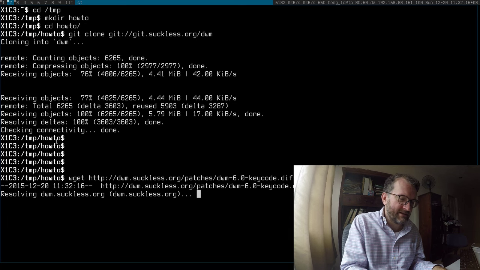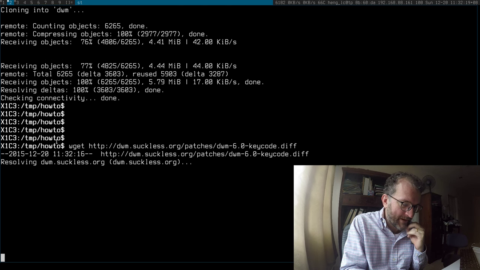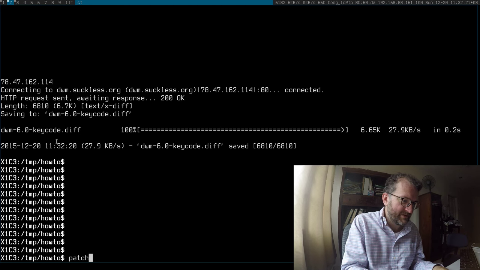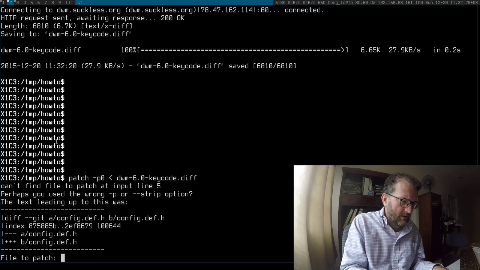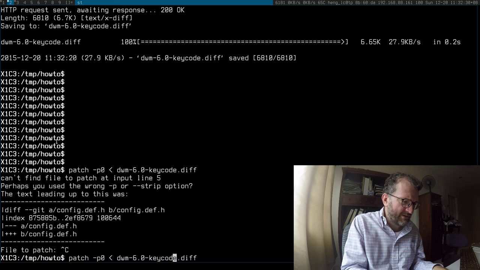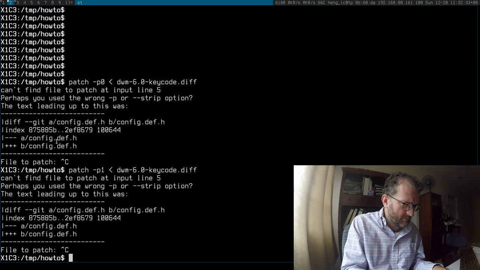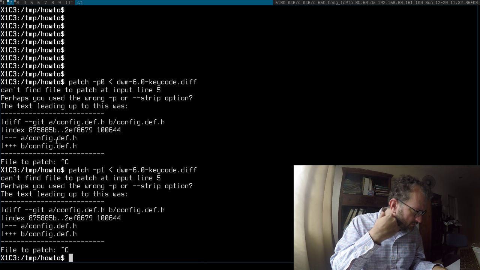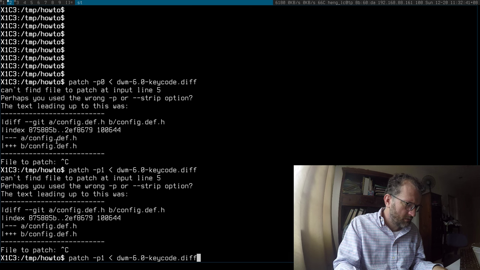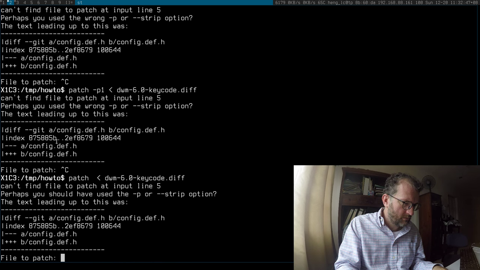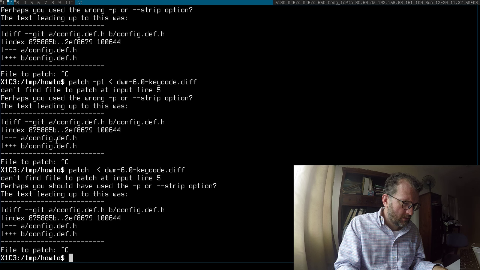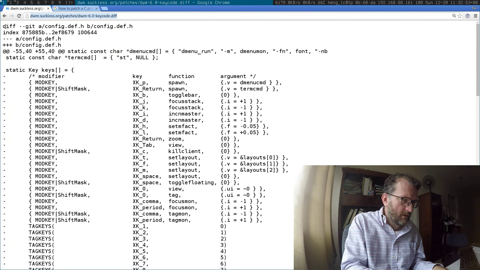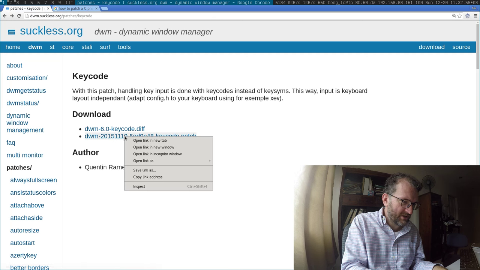Okay, so I'm grabbing the diff, grabbing the patch, and my internet's really slow for some reason. And then this is the way I usually patch stuff. If you get those sort of error messages, then I usually work out what is going on here. Can't find. Okay, this is probably too old. Let's try to get the new one.